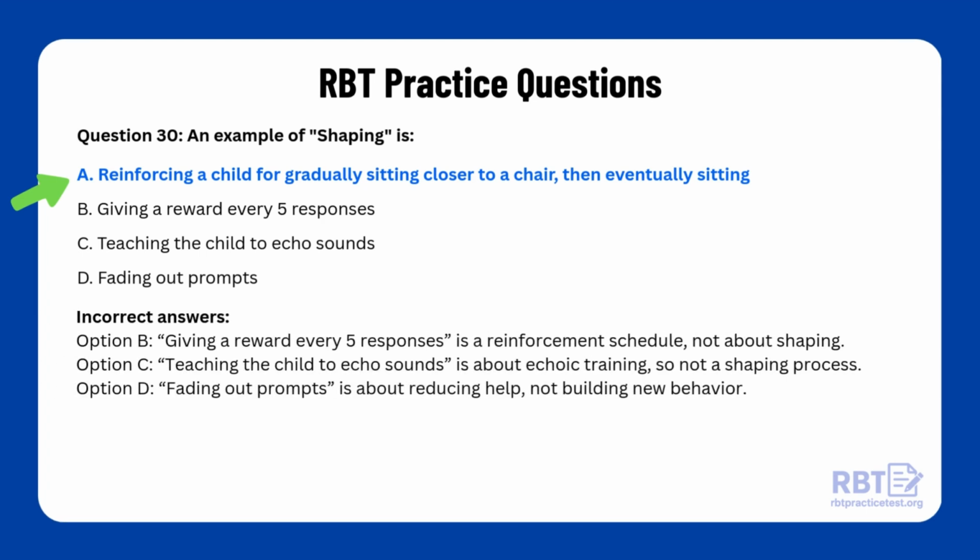Option B is a reinforcement schedule, not about shaping. C is about echoic training, so not a shaping process. And D is prompt fading because you can see the term prompts. This prompt fading is about reducing help, not building new behavior. So if you are building up to a behavior step by step, that is shaping.